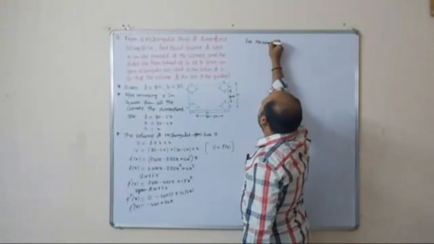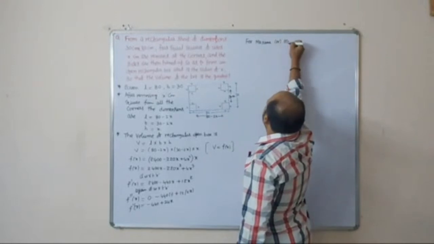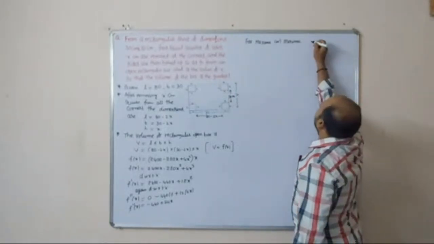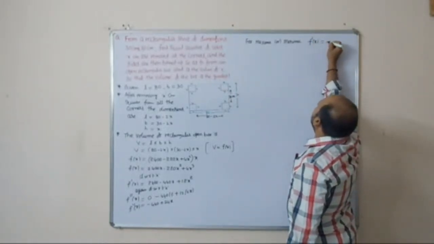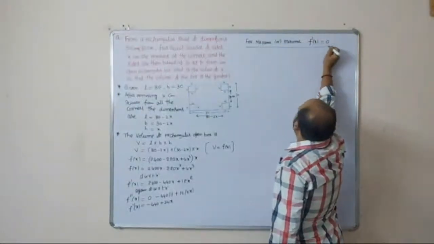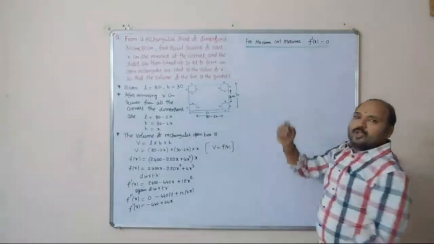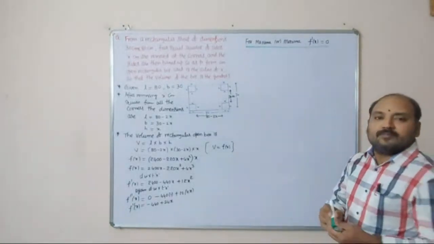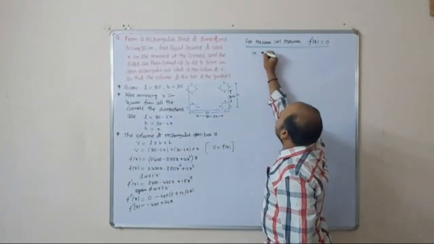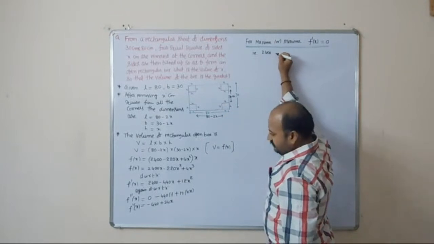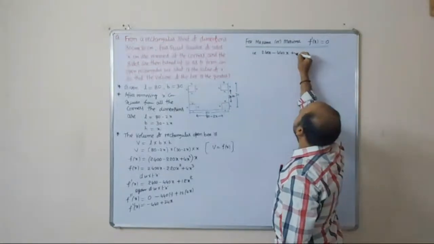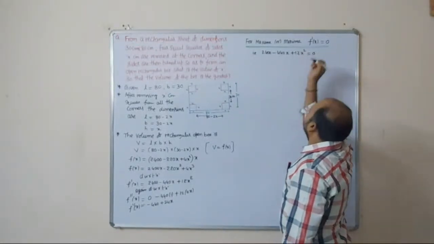For maxima or minima, put f dash of x is equal to 0. This is a very, very, very important step, dear students. In the public examination, after writing this step, you have to underline it. You will get a good impression on the examiner. What is f dash of x according to that? This value. So that is 2400 minus 440x plus 12x square is equal to 0.